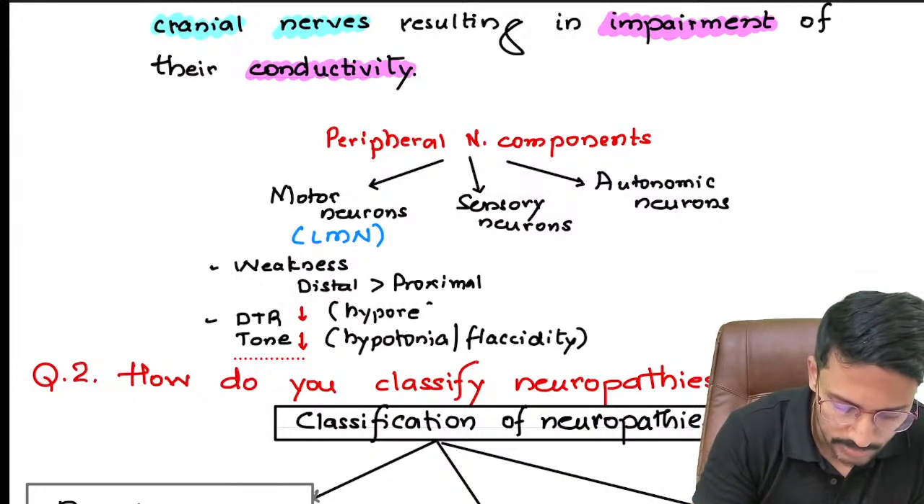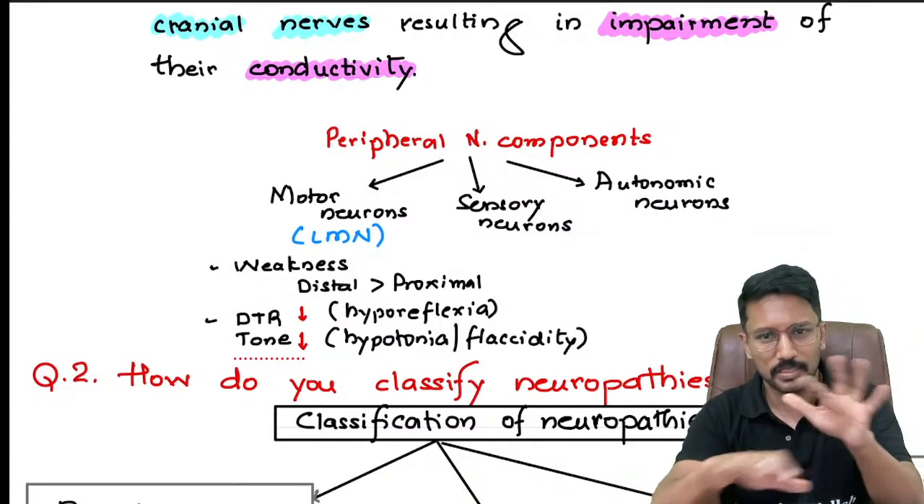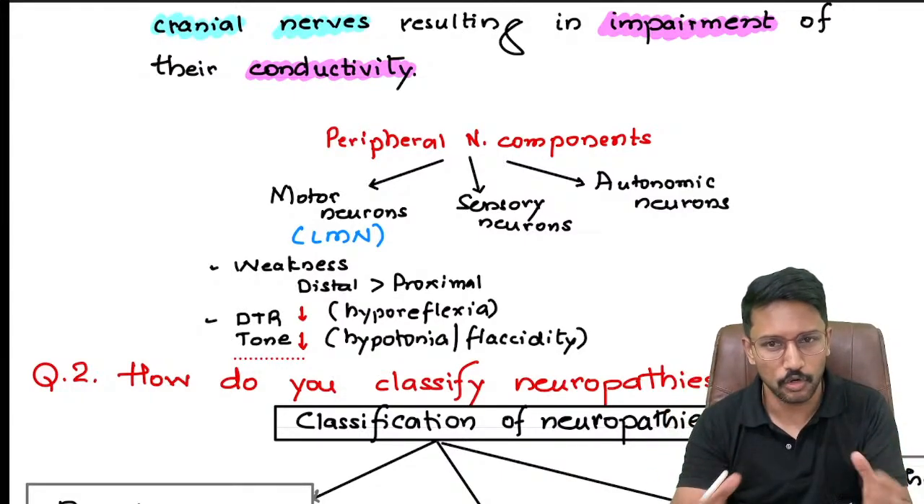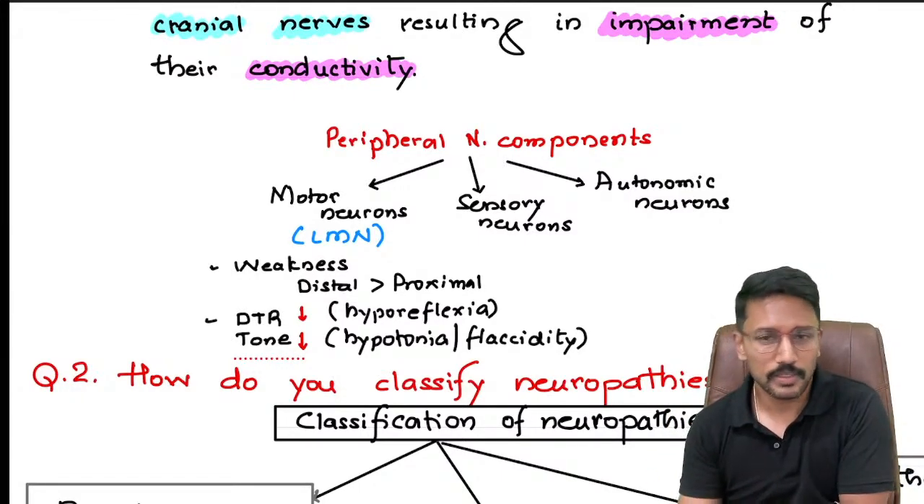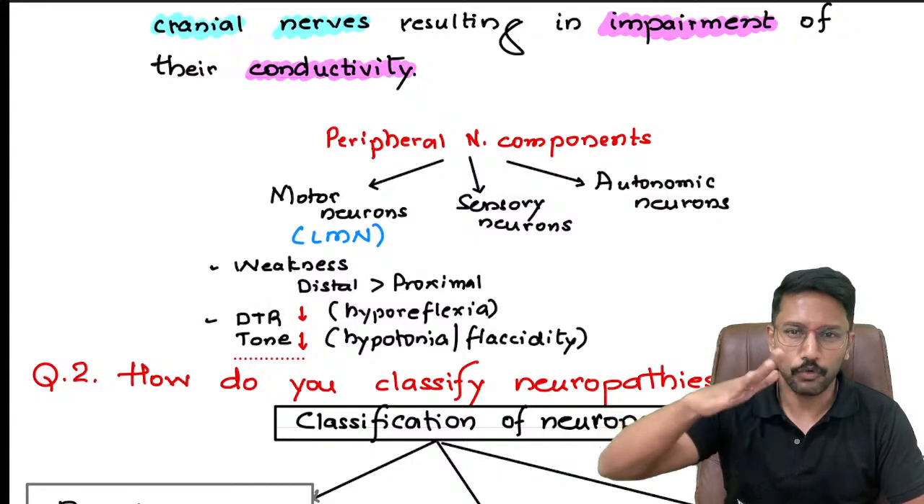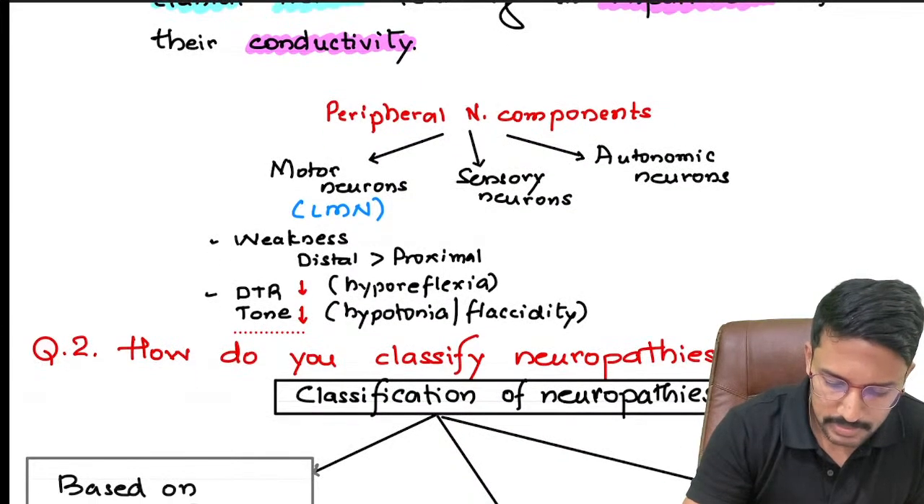Hyporeflexia. And if it is totally absent, you can also call it areflexia. Clear? Once that happens, patients will develop distal weakness, right? Weakness of the hands resulting in grip weakness and repeatedly dropping objects, weakness of the small muscles in the feet resulting in not being able to hold the slippers properly, foot drop, right? All those things.